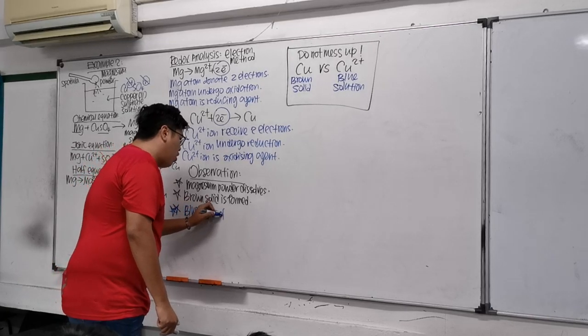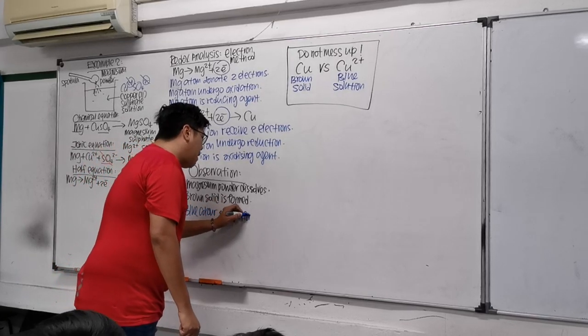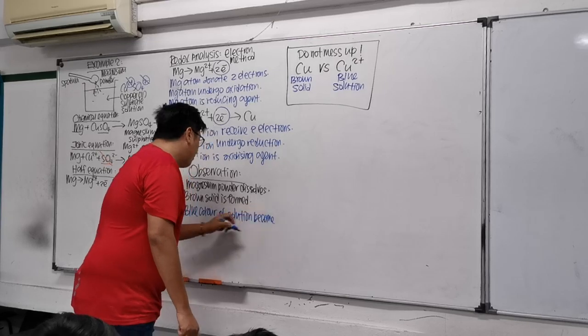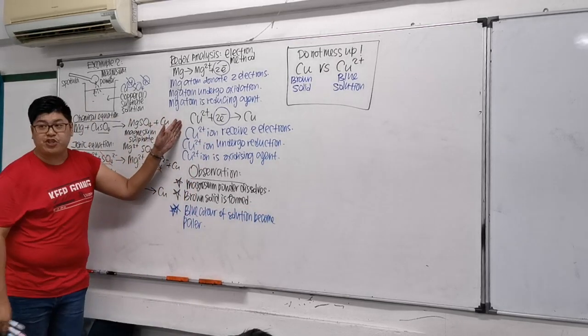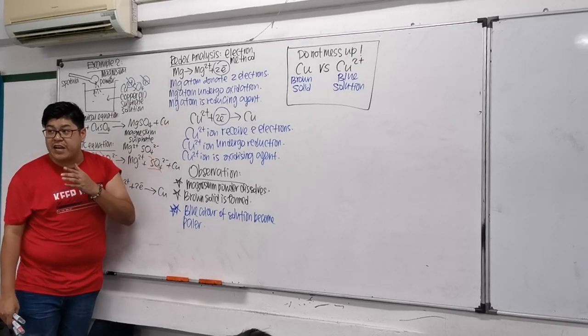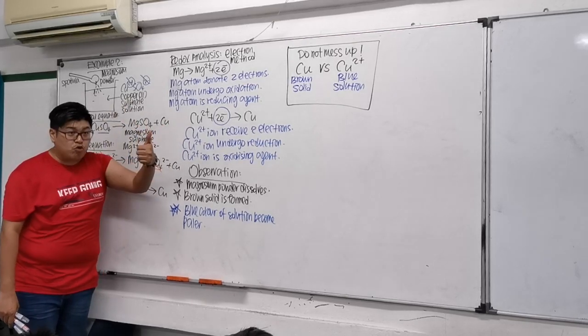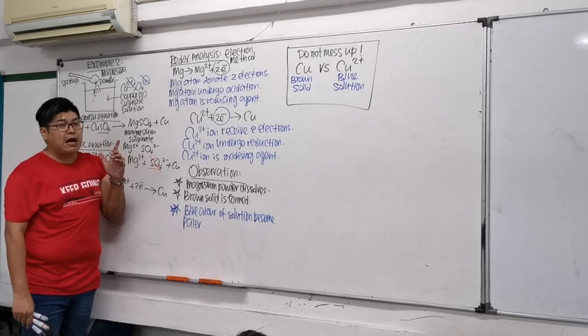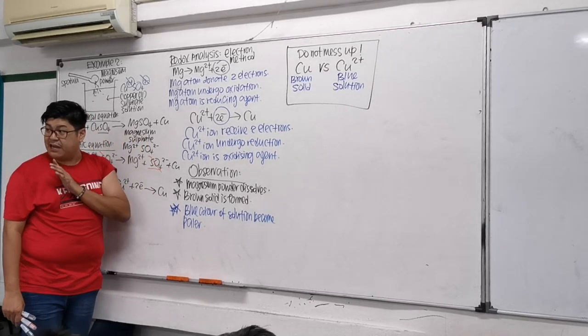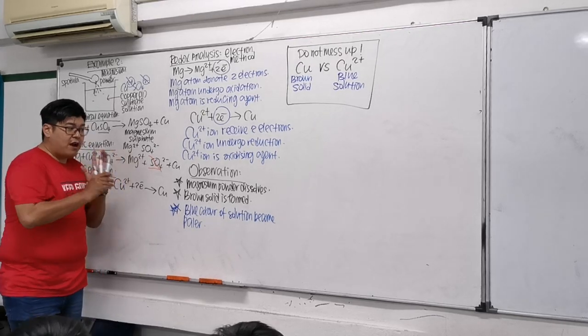Your blue color of the solution will become paler. That's it. So you don't need to purposely memorize one. You just need to check your half equation, and from the half equation you predict whether you get more Cu2+ or less Cu2+. From there you can predict whether the blue color got paler or darker. Understand? You got me? It's not very hard.